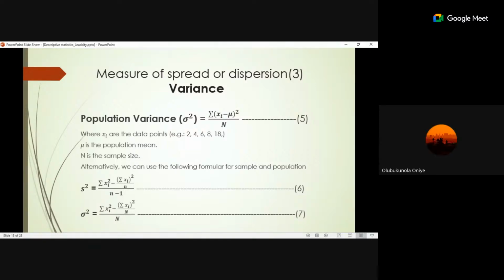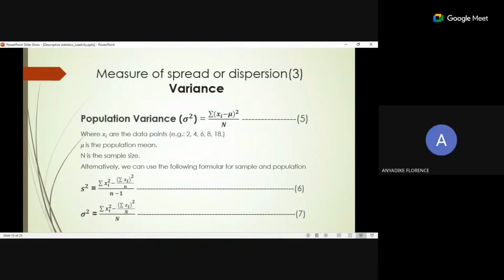Thank you, sir. Any question again? Okay. Well done. I want you to get this concept of variance. The calculating part is very, very simple when you understand the concept.